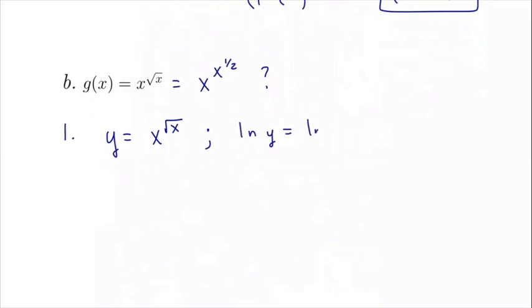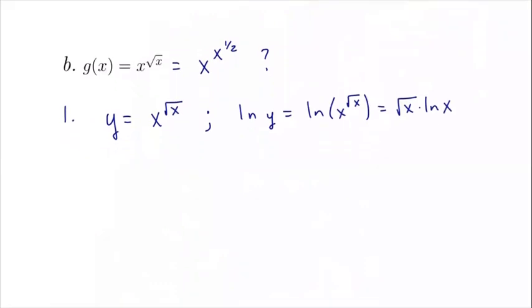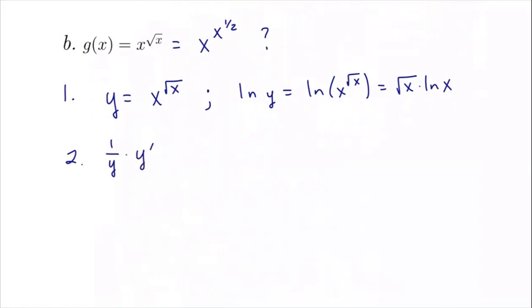And this is natural log x to the root x. I'm not worried about writing root x as x to the 1/2 yet, but I will want to do that in a moment. This is root x times the natural log of x. So there's a key step for us. Right. So I've introduced logarithms, and now I've simplified the logarithmic expressions. Step 2, take the derivative of both sides with respect to x. The left side with y, natural log y, that derivative is always this, 1 over y times y prime.